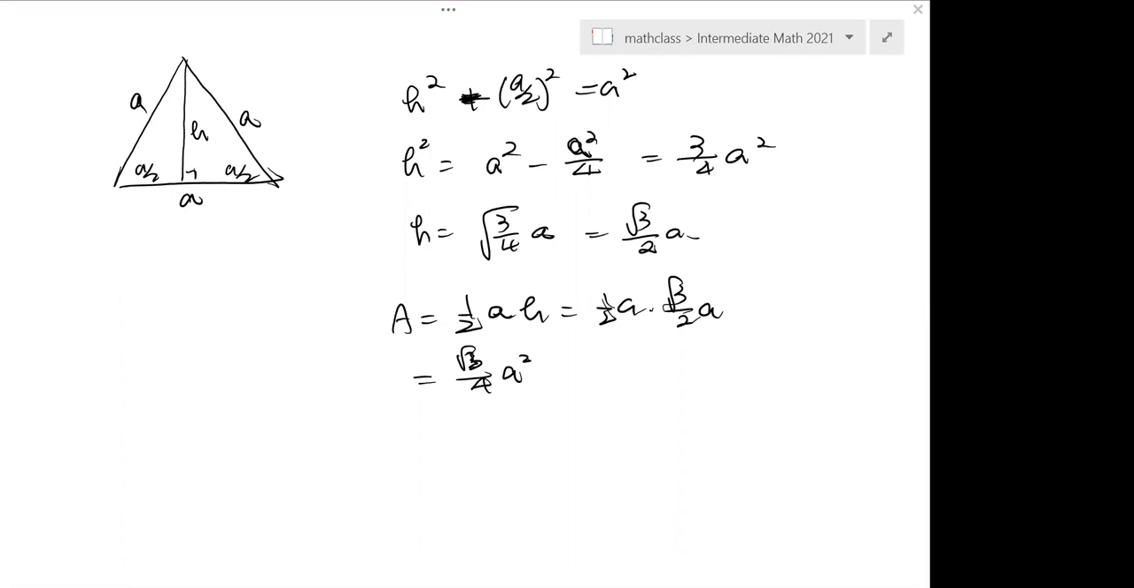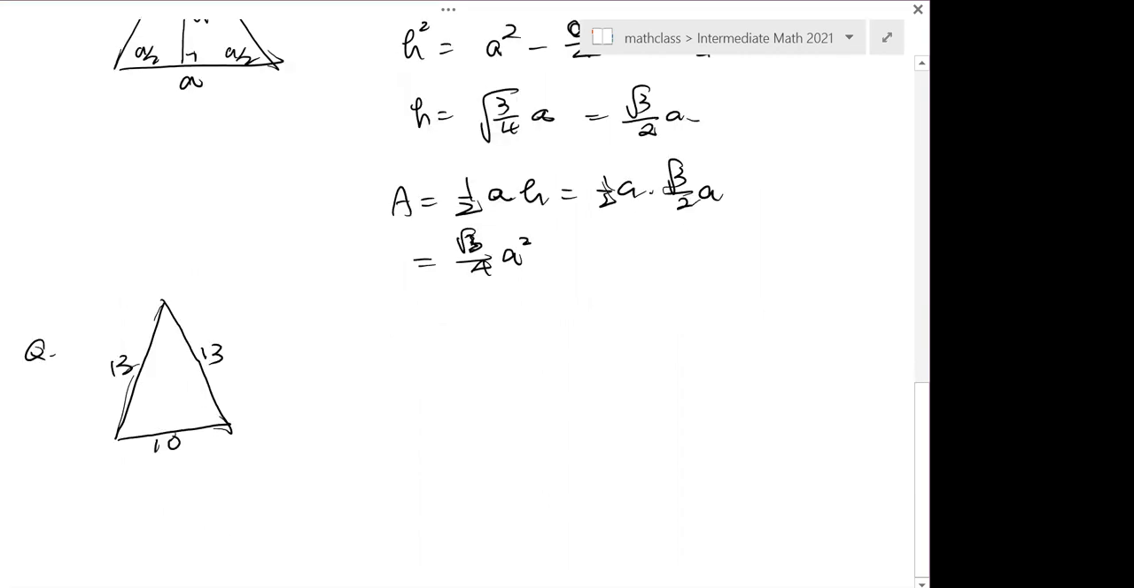This is about the equilateral triangle. Now, how about an isosceles triangle? In an isosceles triangle, you will use the same idea to find the area, step by step.